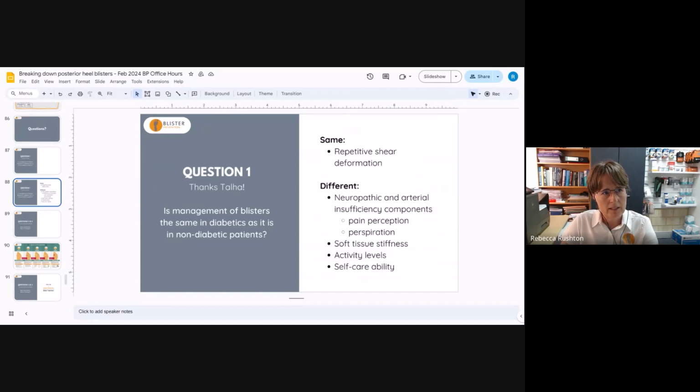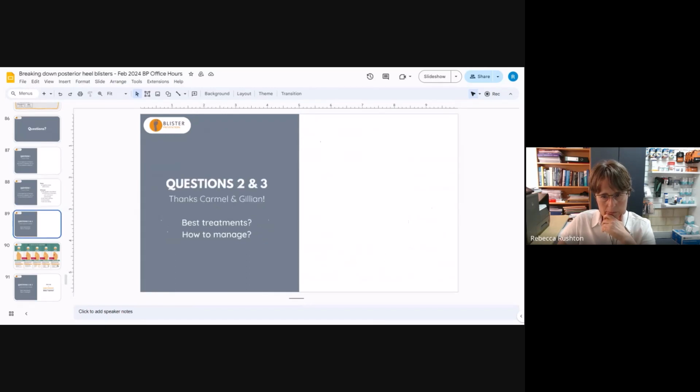So basically, if you're a diabetic and you have very stiff connective tissues and skin, then shear deformation will peak sooner and become injurious sooner. So it takes a lower magnitude of shear deformation before it becomes injurious. So yeah, they're the main differences in terms of diabetic patients.